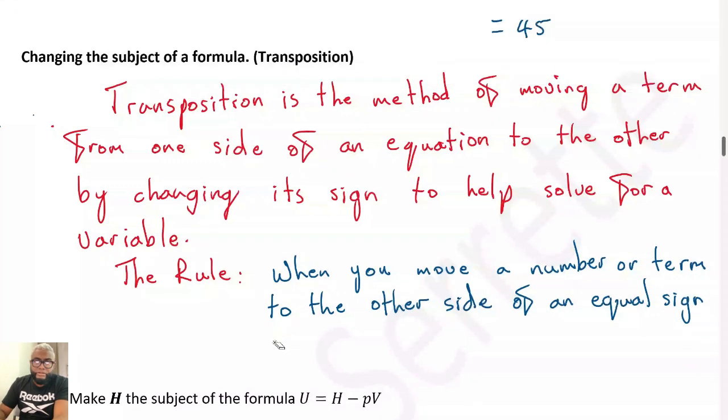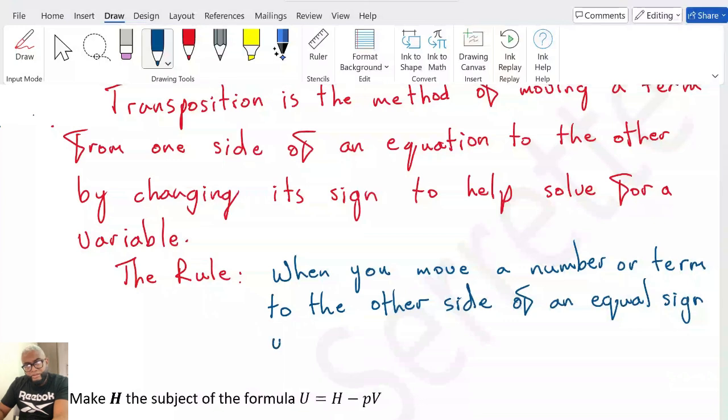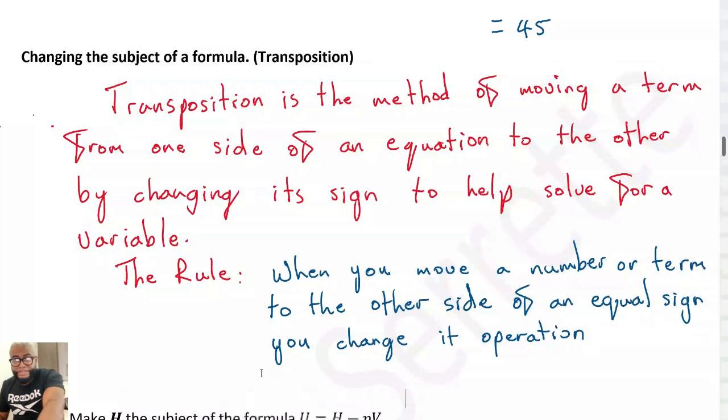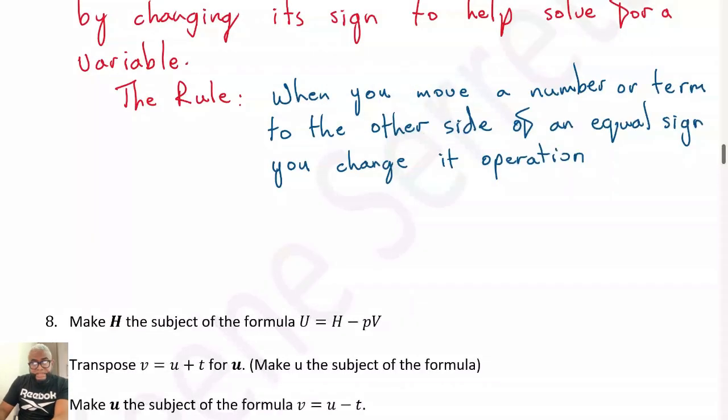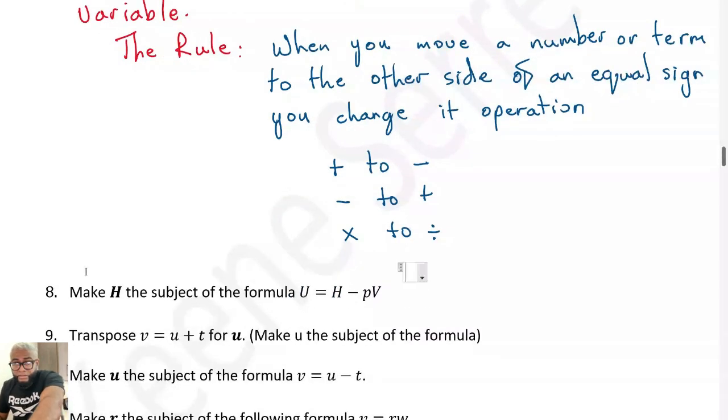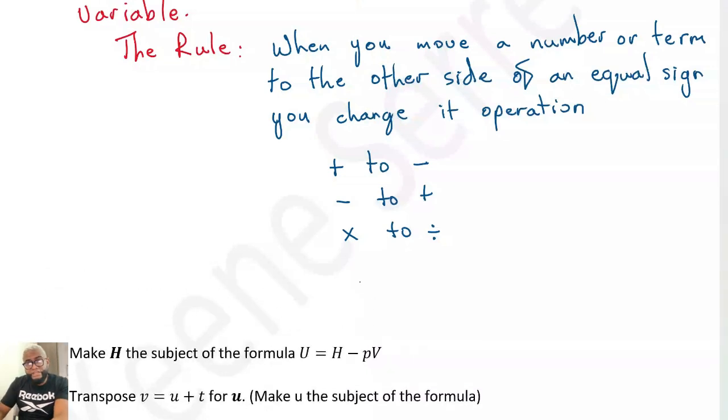or the other side of an equal sign, you change its operation, right? You change its operation. So basically, it changes from plus to minus, or minus to plus, okay? Multiplication to division or division to multiplication, right? Everybody good here?